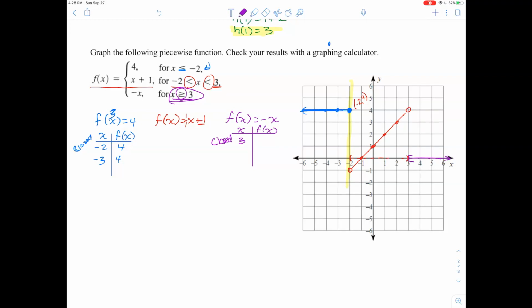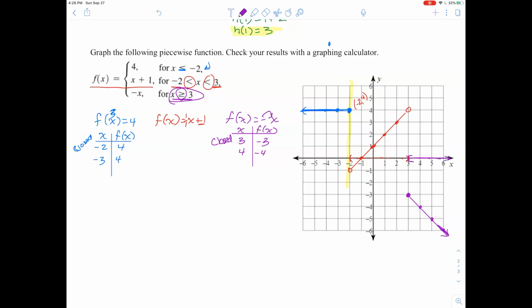So the opposite of 3 would be -3, and we'll plug in a 4, and the opposite of 4 would be -4. So at 3, negative 3, it's closed. And at 4, negative 4. And then it's just got a slope of negative 1. And so your graph is going to go like that all the way to infinity.